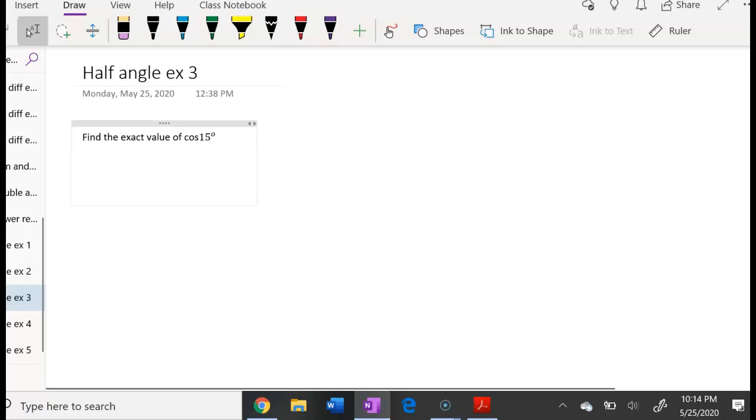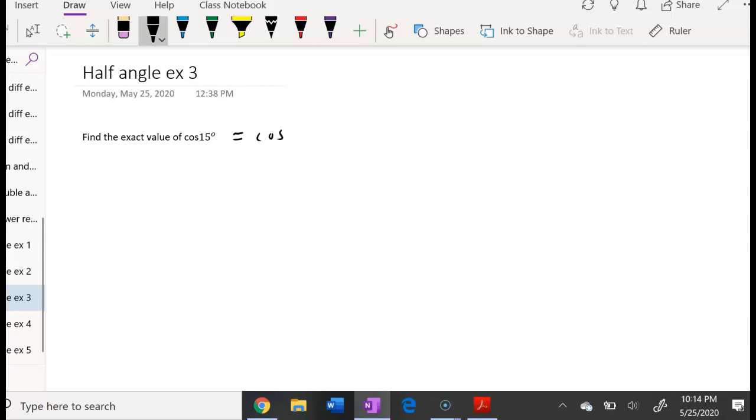First, we're going to recognize that we can only do this if we know twice the angle that we're looking for. So 15 degrees is not on the unit circle. However, 30 degrees is. And that's the only time that you can use the half angle formula, because the cosine of 15 degrees is the same thing as the cosine of 30 degrees over 2. Now we have a formula for the cosine of an angle over 2.